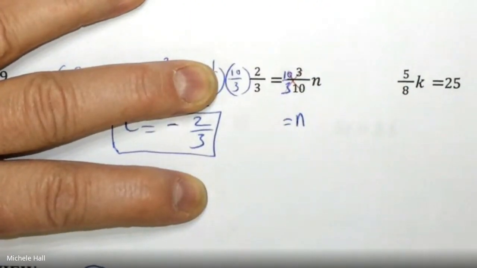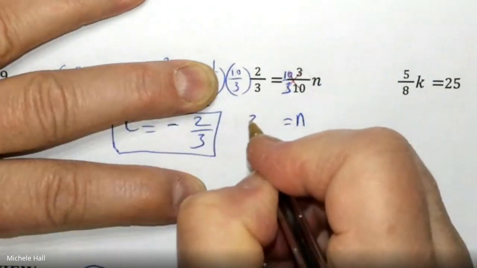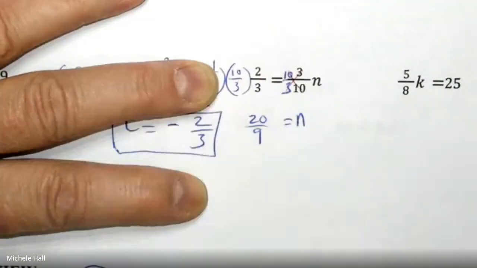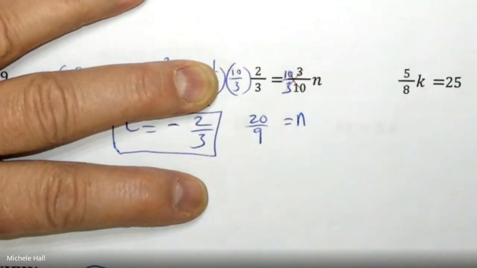And then is there any cross canceling to be done for 10/3 times 2/3? Any cross canceling, James? No, so you just multiply straight across. 10 times 2, 3 times 3, and that's it. No cross canceling on that one.